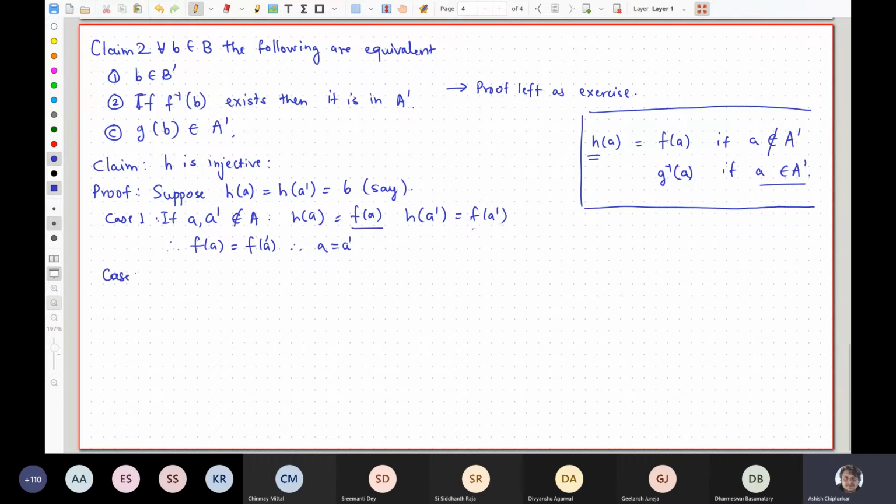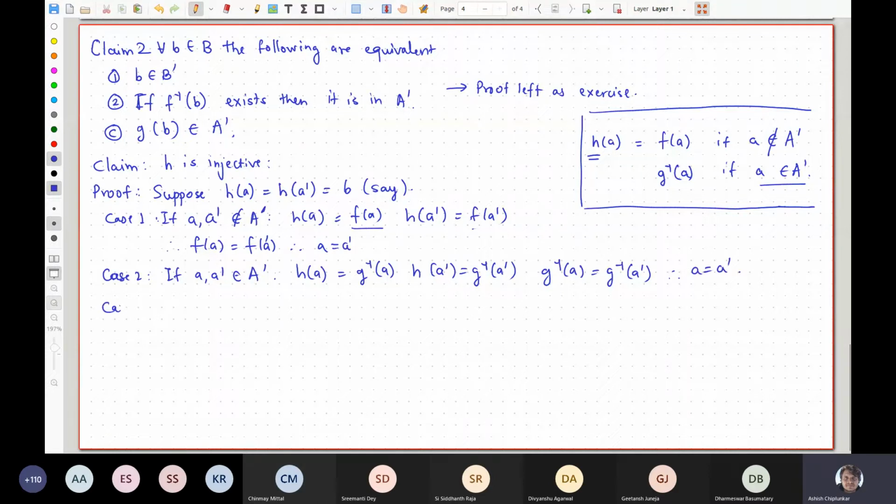So similarly, case 2, if both A and A prime are in A prime, then what? So then H of A is equal to G inverse of A, H of A prime is equal to G inverse of A prime, right? But G inverse of A and G inverse of A prime are the same. So G inverse of A is equal to G inverse of A prime, right? But G is a function, right? So therefore, A is equal to A prime.